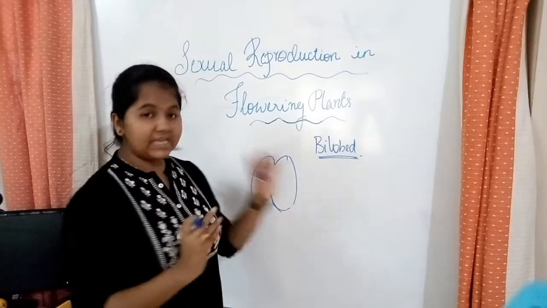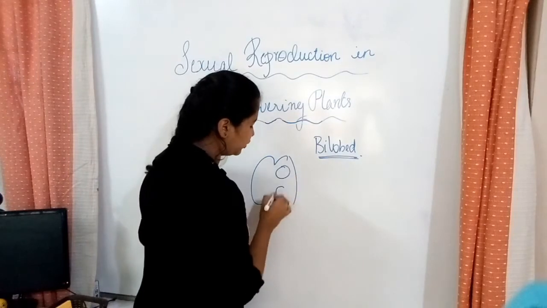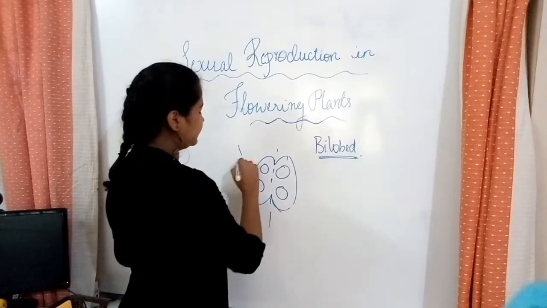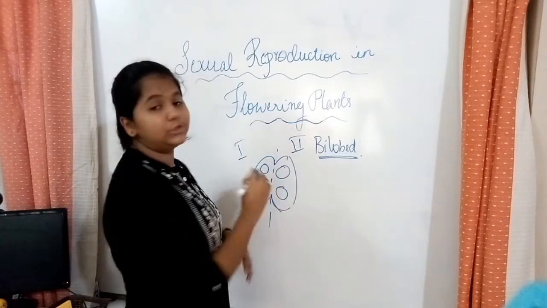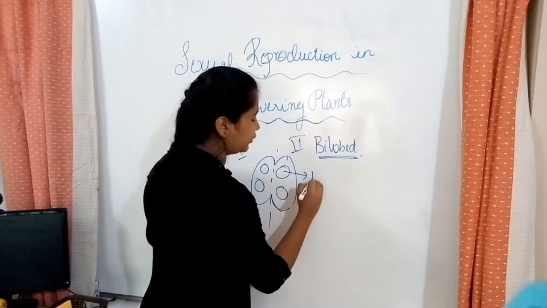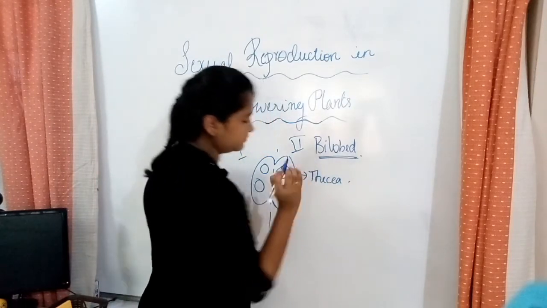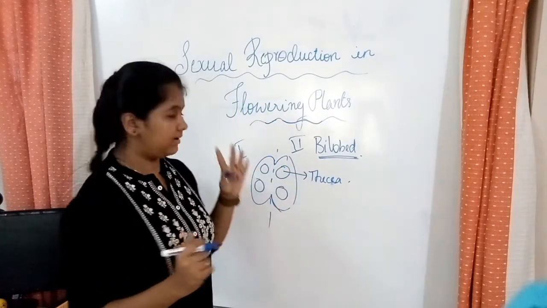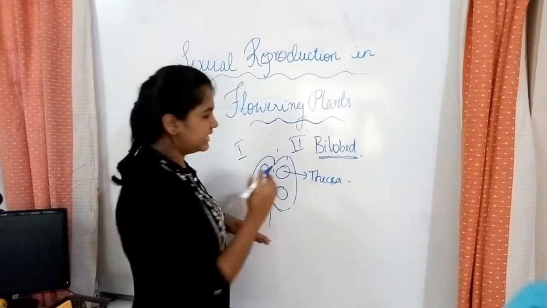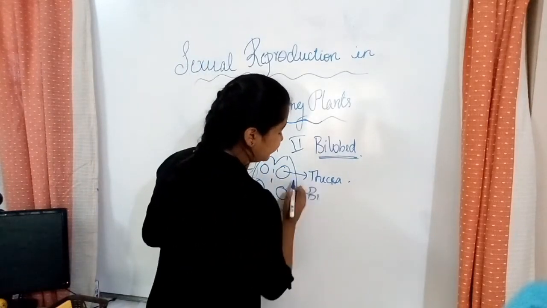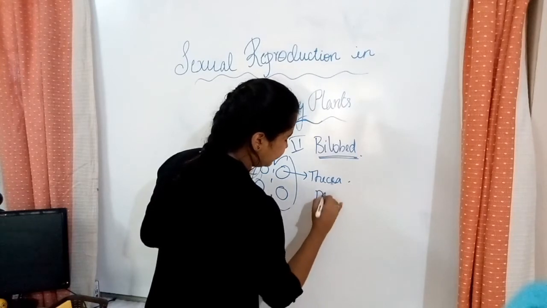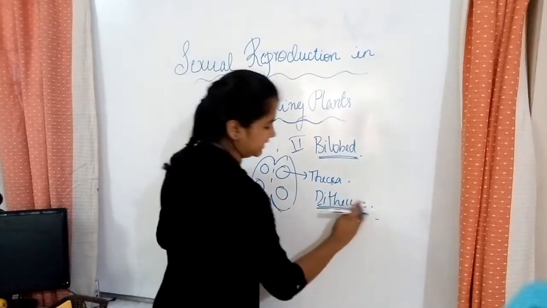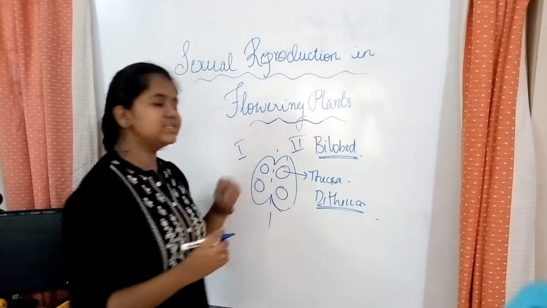Okay, and each of these lobes has two microsporangia. This is half, no? This is two lobes. So the first lobe and the second lobe. Each lobe has two microsporangia, and these microsporangia are called theca. And therefore, what is one lobe of the anther called? It is dithecous. Okay, so this is the structure of the anther.